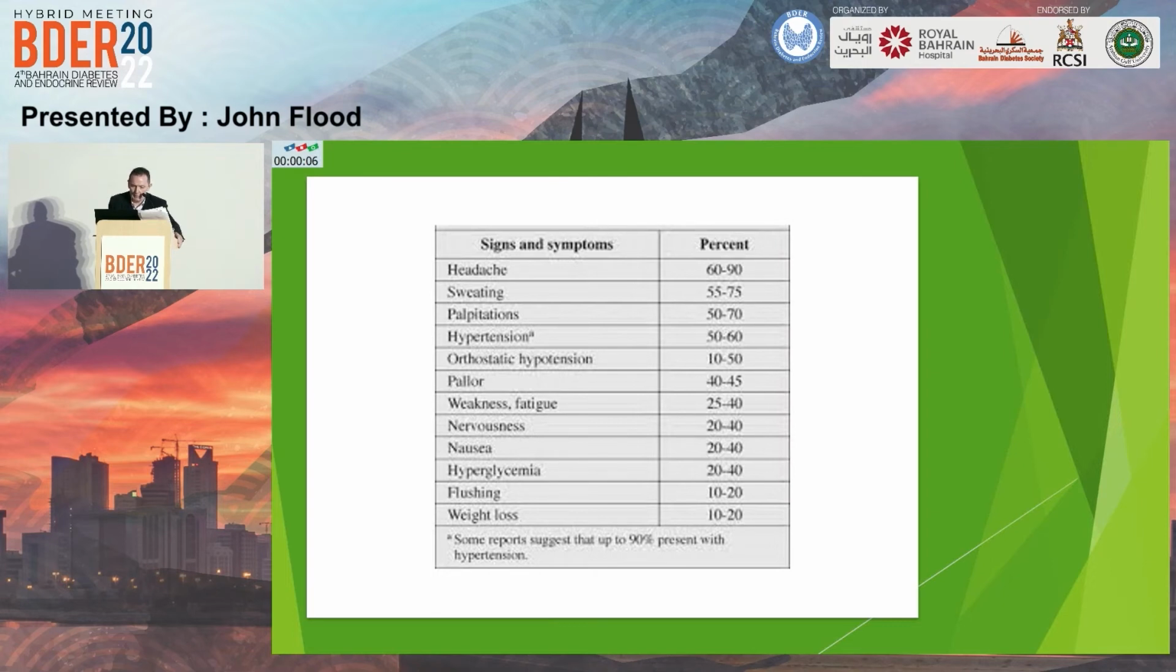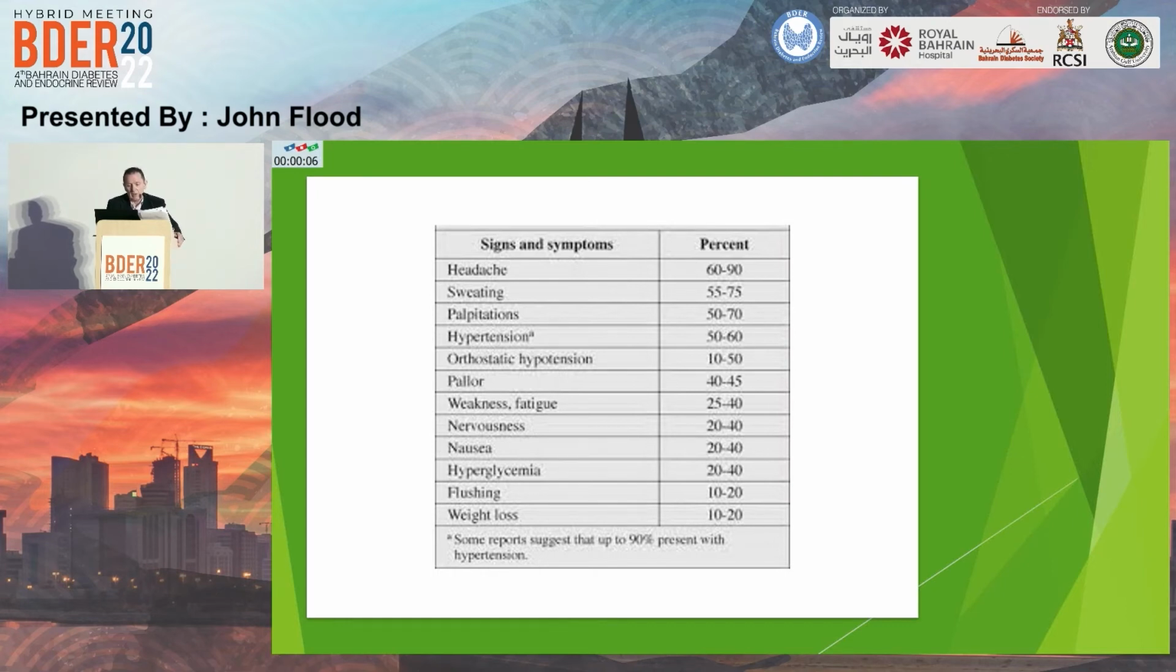1/3 of patients with PHEOs have diabetes, they have hyperglycemia. The figure here is 20 to 40, but the recent paper I read was about 1/3. You can get weight loss, you can get constipation, believe it or not, rather than diarrhea, and also you can get hypercalcemia, because catecholamines can stimulate calcitonin release, and that gives you hypercalcemia. In most cases, you should have hypertension, but it's not always there.